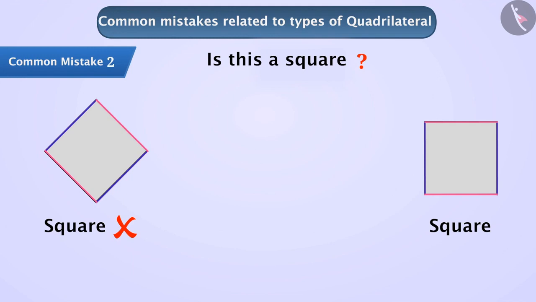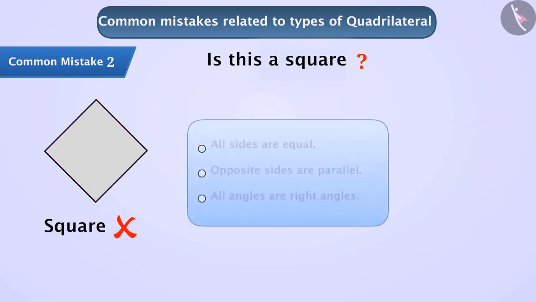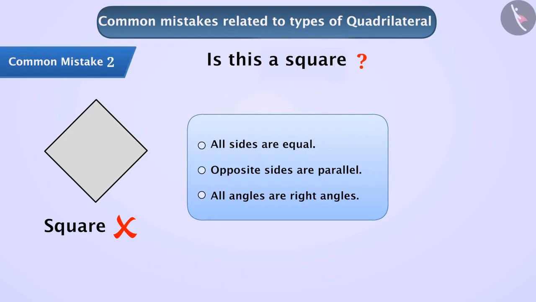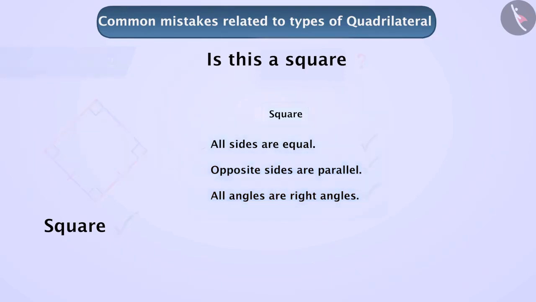Remember that identifying a quadrilateral just by seeing it is a wrong method. It is necessary to understand the properties of different types of quadrilateral in order to identify them correctly. Similar to what we see here, all sides are equal, opposite sides are parallel, and all angles are right angles, therefore we can say that this is a square. Therefore, it is correct to identify the quadrilateral on the basis of its properties.